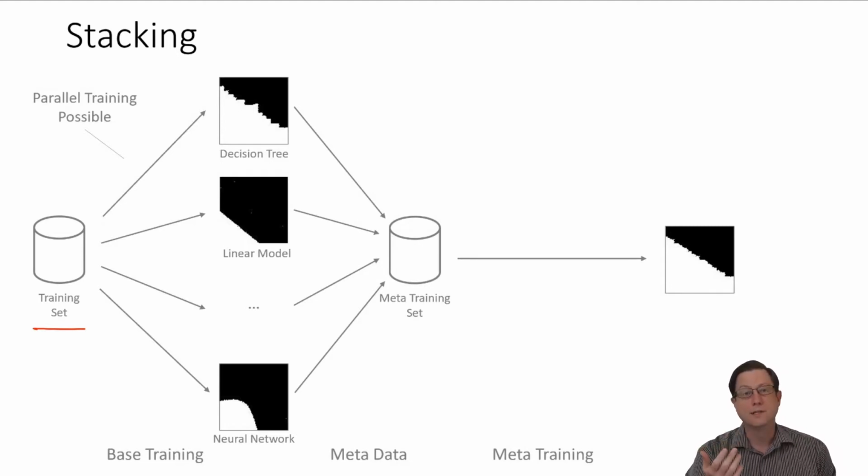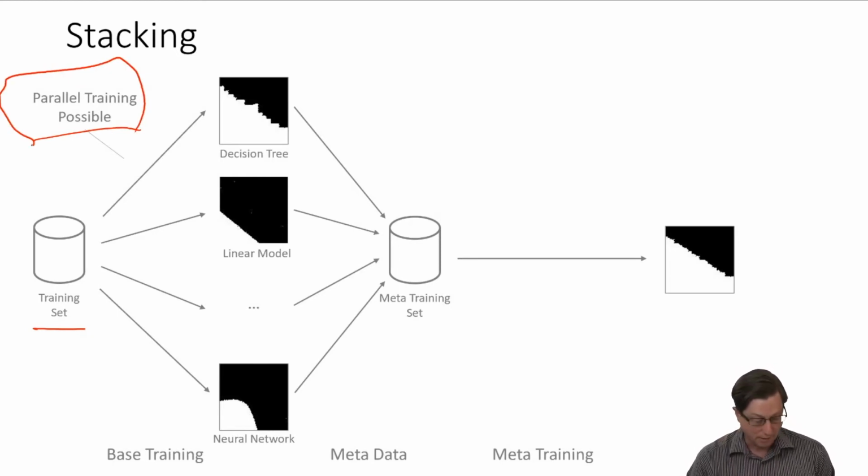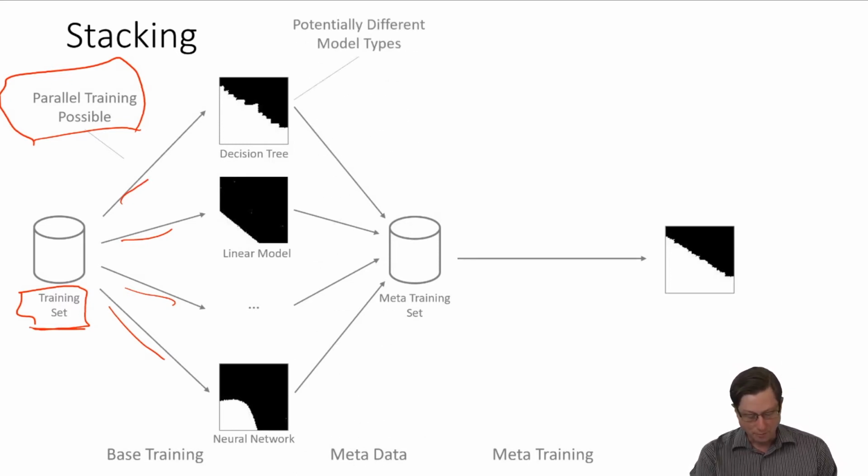And for some reason, I always like to say where parallel training is possible. I don't know why I like to do that. I like to do it. But you can see that on the original training set, you have to learn K base models, and each one of these things is done totally in parallel, at least for that base model training step. And potentially different model types, different hyperparameter settings.